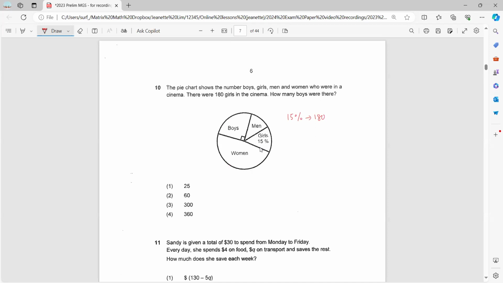Now, it would be easier to find 5%, then I'll find 25%. Because without a calculator, right? This is divided by 3. So 180 divided by 3 is 60. Then from here, this is times 5. So 60 times 5 equals 300. So that is the number of boys.